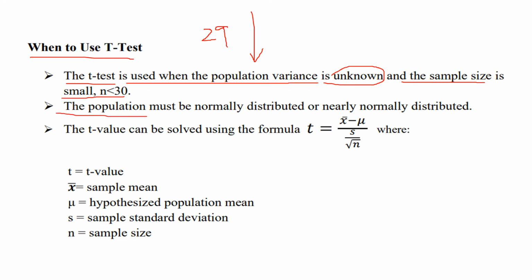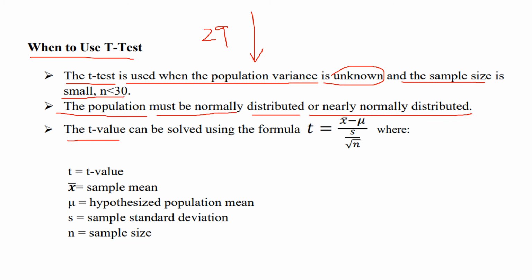So the population must be normally distributed or nearly normally distributed. Here we don't need to apply your CLT because your n is less than 30, a small sample size. Then your population must be normally distributed or nearly normally distributed. If it's not totally normally distributed, it must be nearly normally distributed.